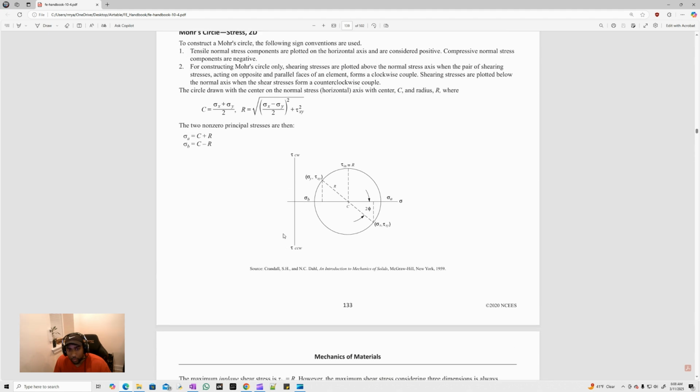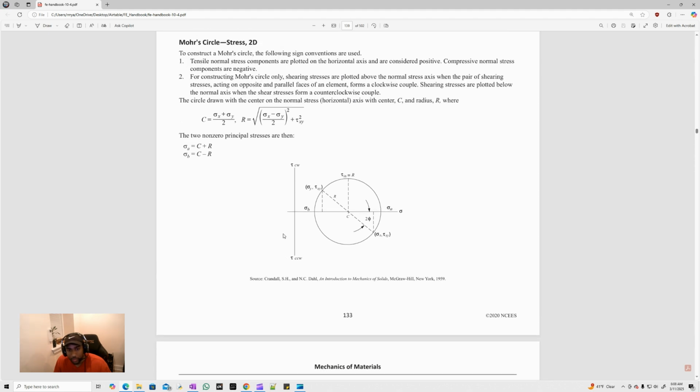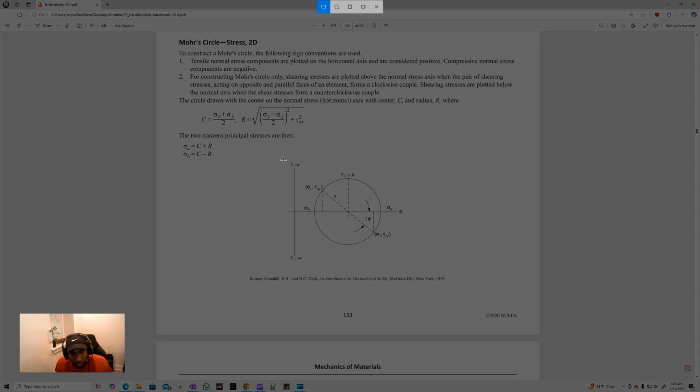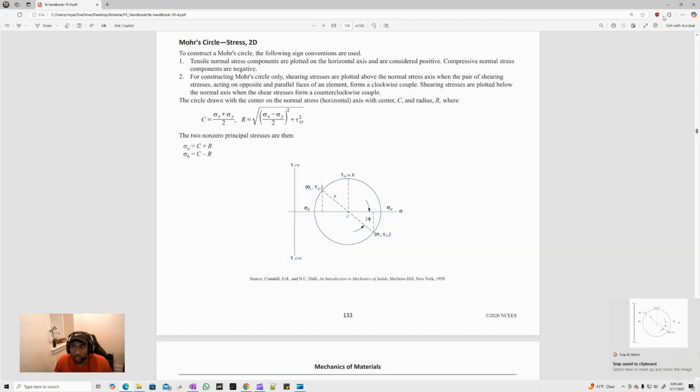There's no formula for 2phi, but visually you can see that if you can construct Mohr circle, you'd be able to find the 2phi. So all we really need is to be able to construct Mohr circle, then we'd be able to find that 2phi value.